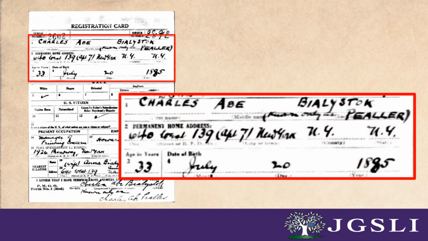There's a big plus and a minus to this particular registration card version. The big advantage is that we can see that the registrant was born with the name Charles A. Bialystok, but is now known only as Charles Peeler. This is a great way to link an ancestor's former and current name. The downside of this version is that the card does not ask where the registrant was born. I'll show you another version in a minute that's more helpful.